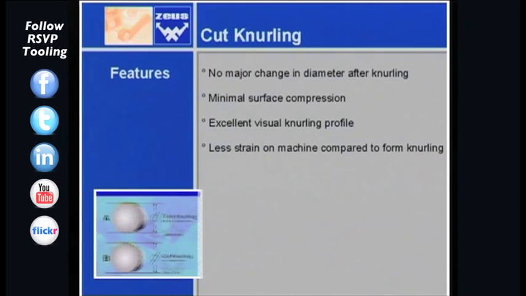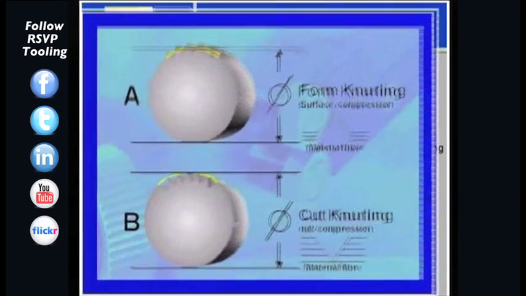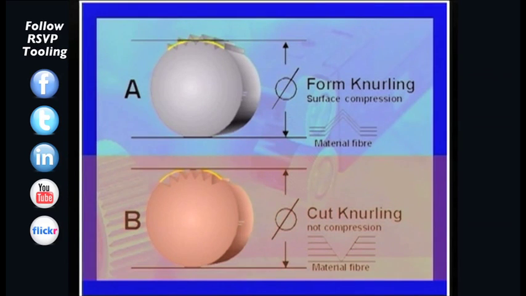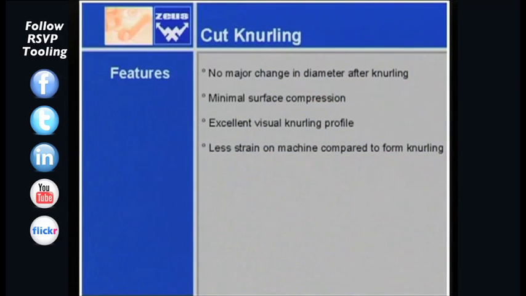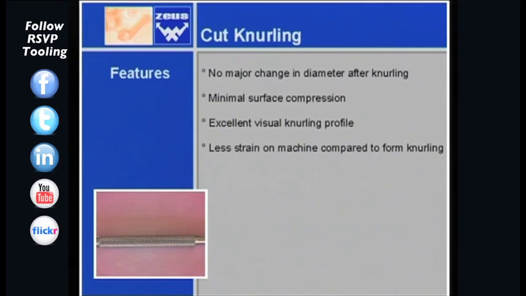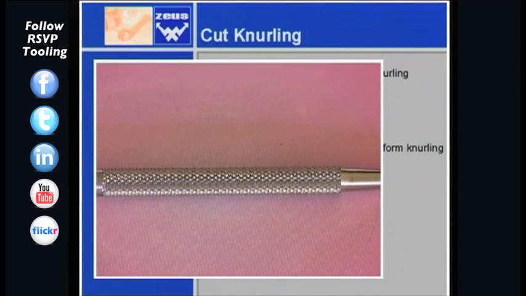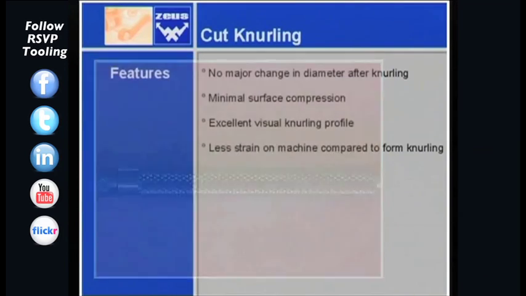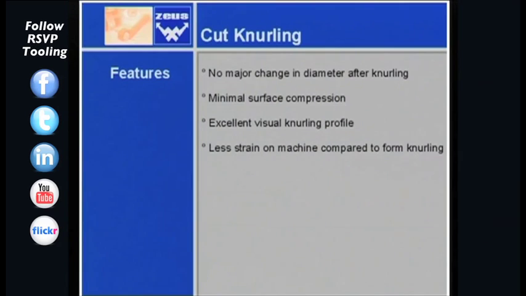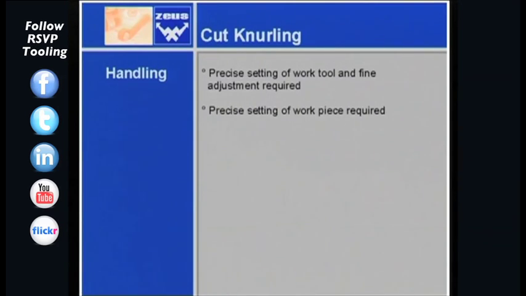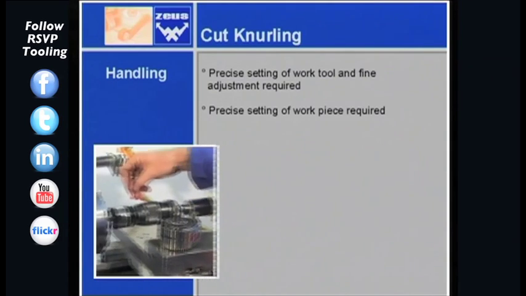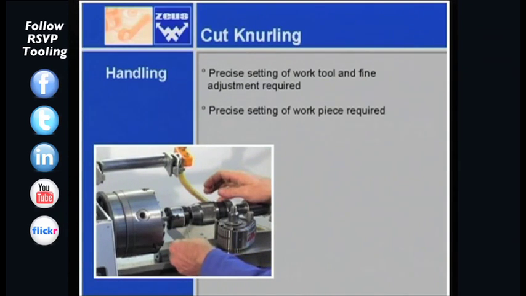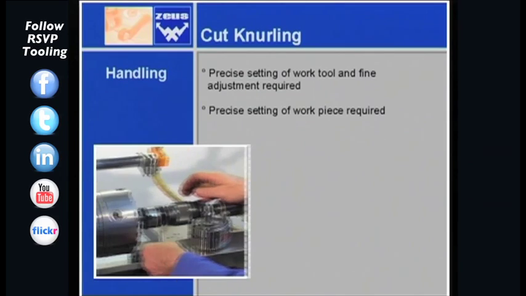Contrary to form knurling, there is no major change in diameter, only a minimal surface compression takes place. Cut knurling is used to achieve an excellent surface finish. It is therefore often used for visual profiles. As we will see later in this training course, the setting of the workpiece and the knurling tool has to be precise and is therefore more complex.